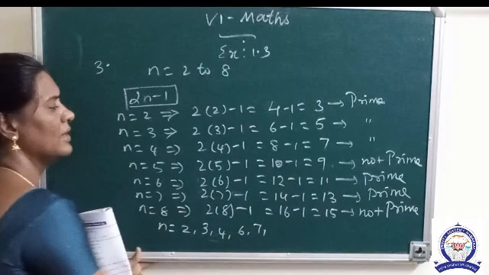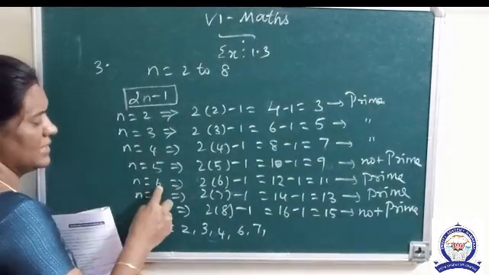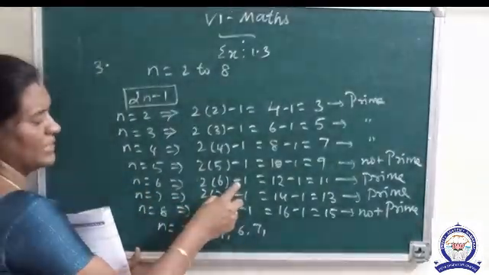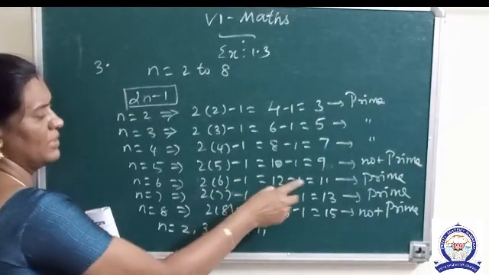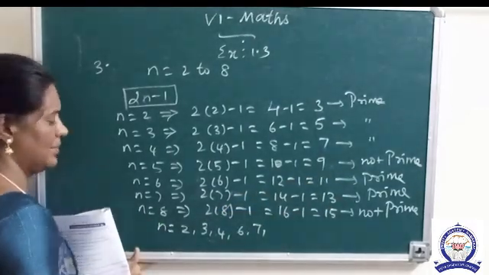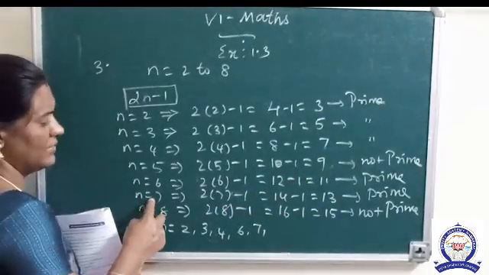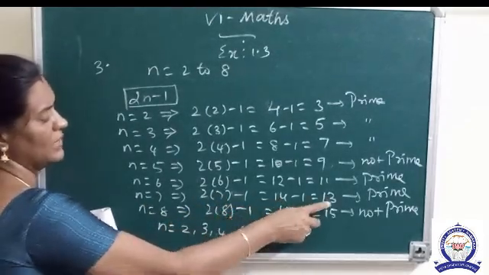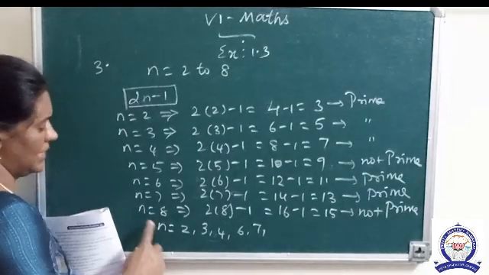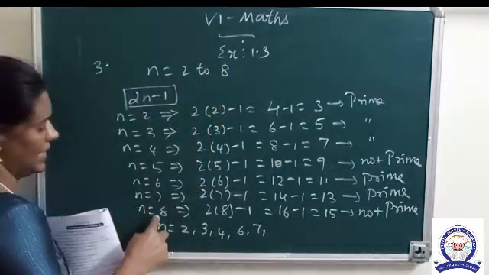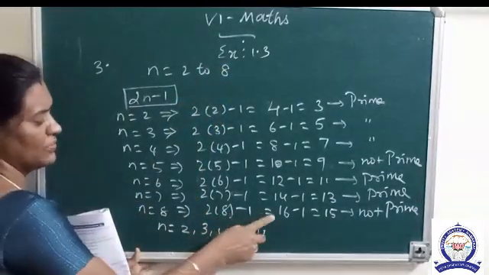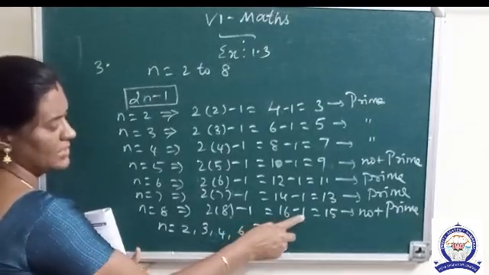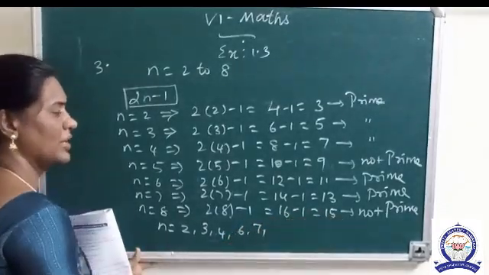9 is not a prime number. Then we take n equal to 6. 2 into 6 minus 1. 2 sixes are 12. 12 minus 1 is 11, a prime number. Then we take n equal to 7. So 2 into 7 minus 1. 2 sevens are 14, minus 1 is 13, also a prime number. Next we take the number 8. 2 into 8 minus 1. 2 eights are 16. 16 minus 1 is 15. 15 is not a prime number.